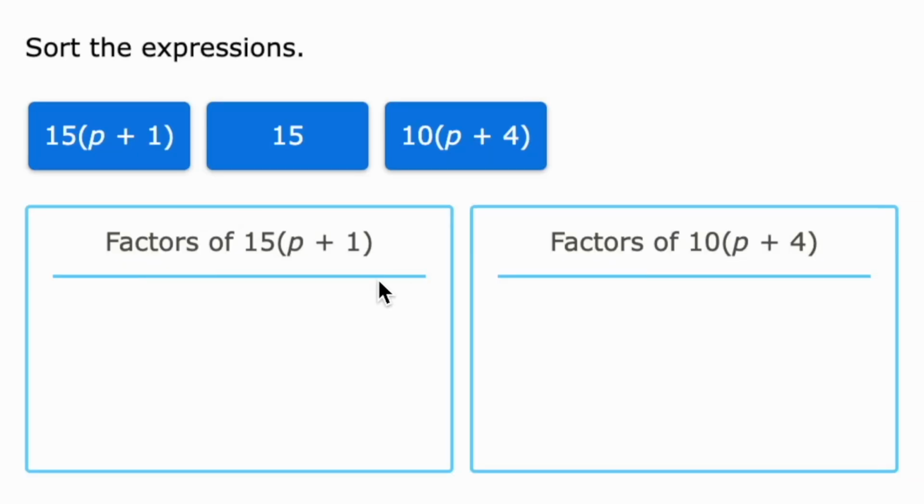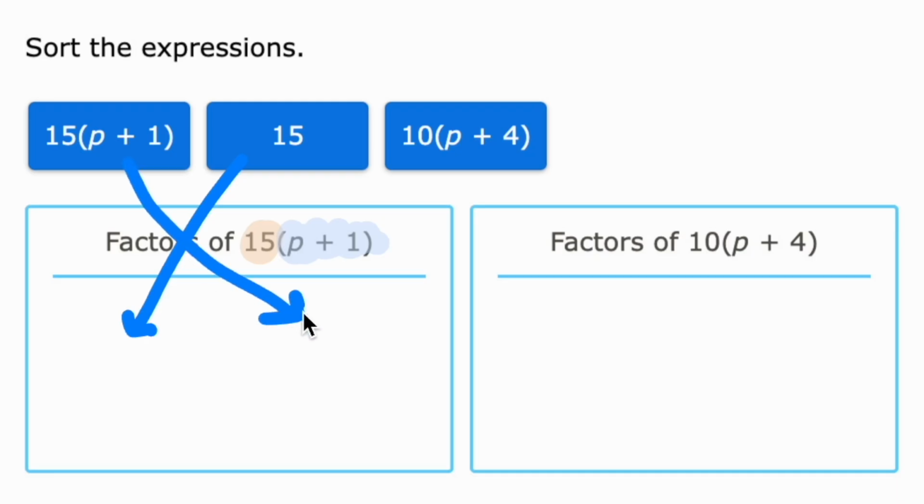First, when looking at the factors of 15 times p plus 1, since they're being multiplied, we can split the number from the expression. So we know that 15 and p plus 1 are both factors. And since we can take the whole expression of 15 times p plus 1 and multiply or divide it by 1 to get itself, 15 times p plus 1 is also a factor. The same reasoning explains why 10 times p plus 4 is a factor of itself.